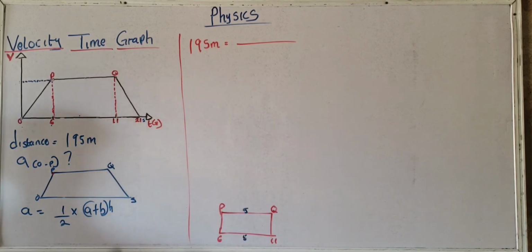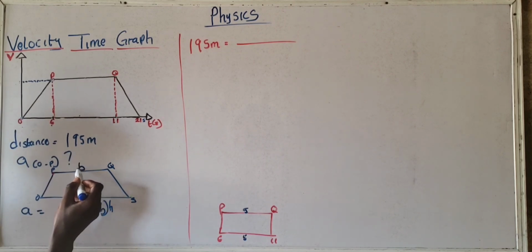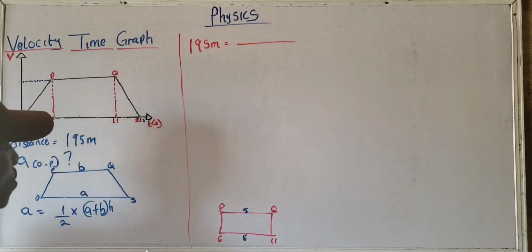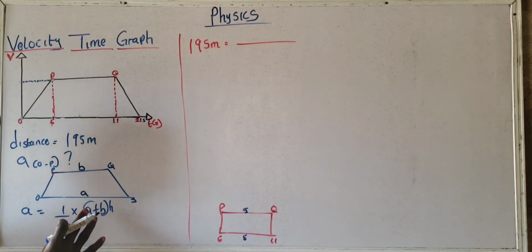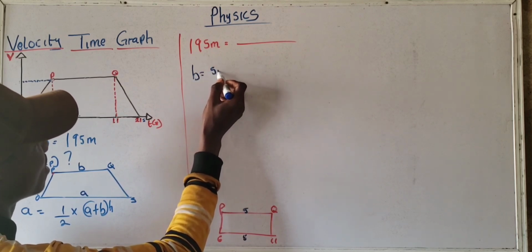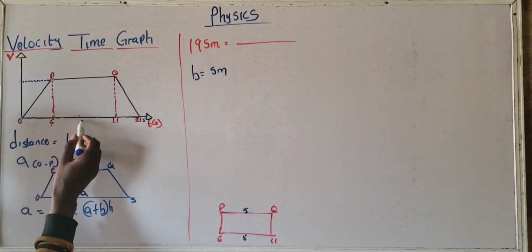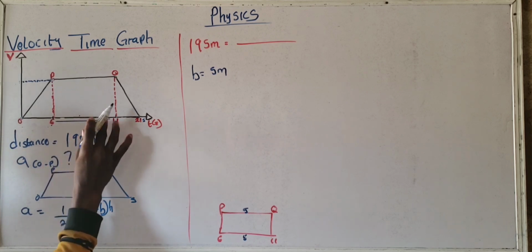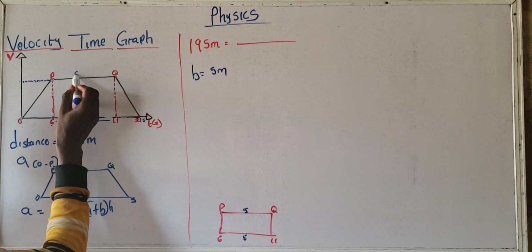Hence, that means that this is A and this is B. Okay? So according to this formula, B will be 5. You understand? B will be equal to 5 meters. How do I know? Because the difference between 11 and 6 is 5. So the length here will be 5 meters, and this length here will also be 5 meters.